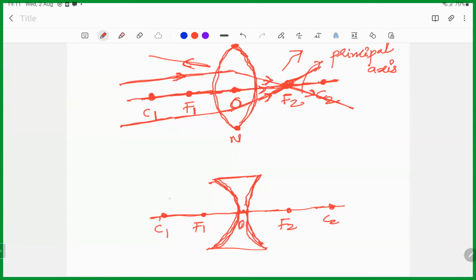Here, if the light is passing along the principal axis, it will go through the same, with no change. If one more parallel ray comes, it will diverge and appear as if it is passing from the focal point. So here also it will diverge, appearing as if it is coming from the focal point.